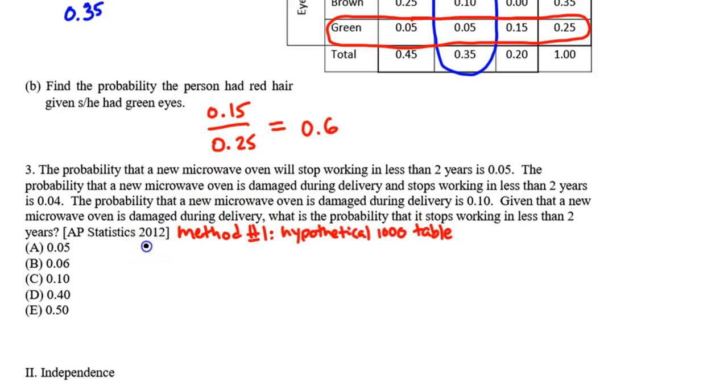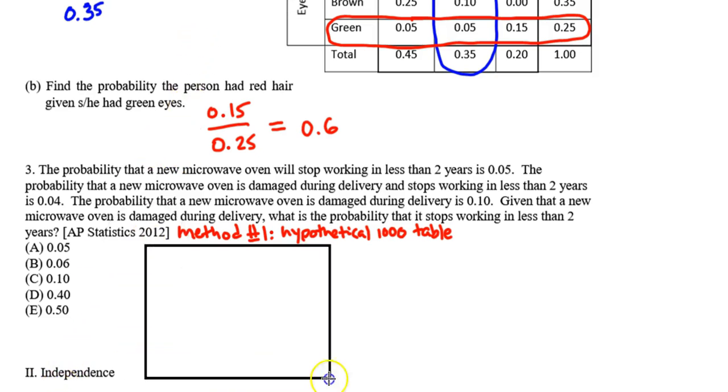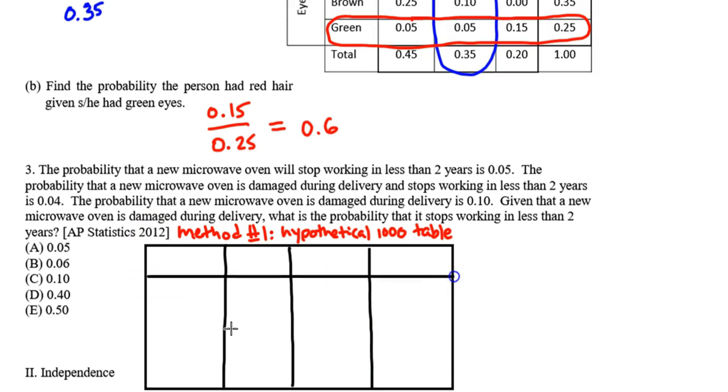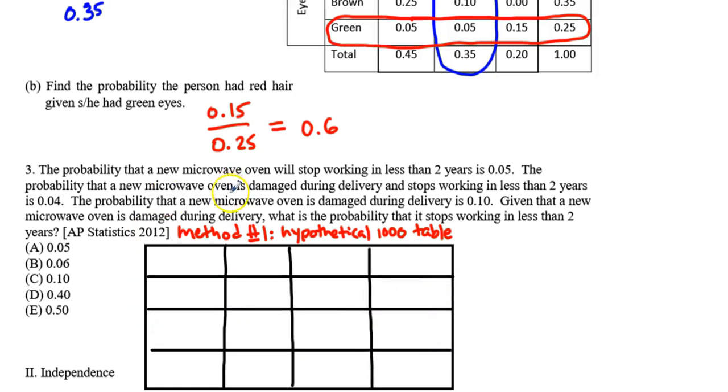Okay, so we're going to create a two-way table, which is a 4x4 grid. And now we need to consider, well, what are our variables here? Well, I want you to read through this and determine what are the two variables that we'll put in the top. Obviously, this is going to be total, right?